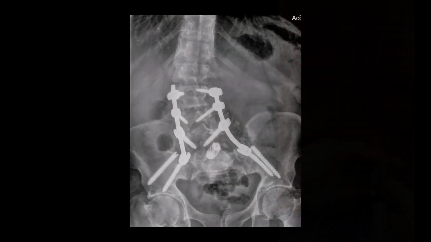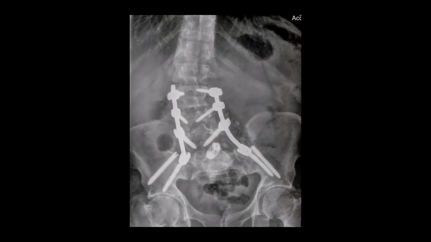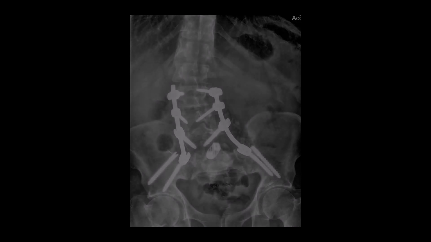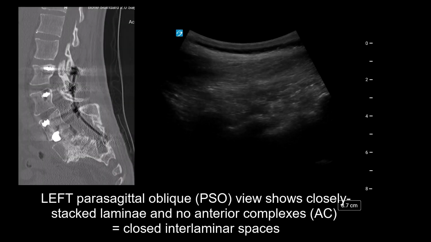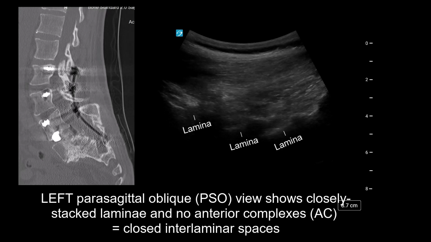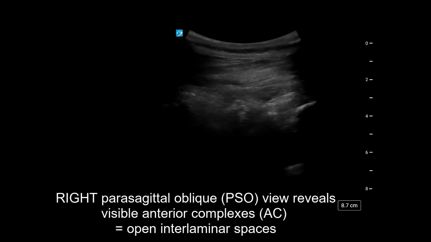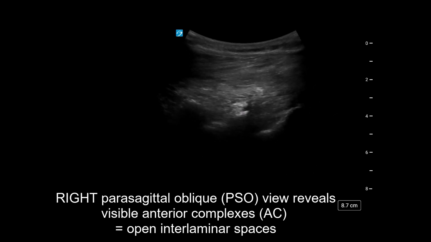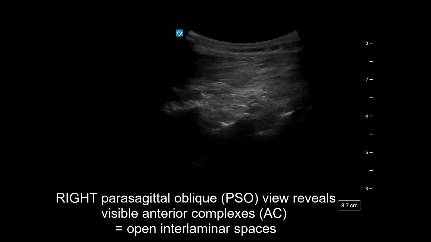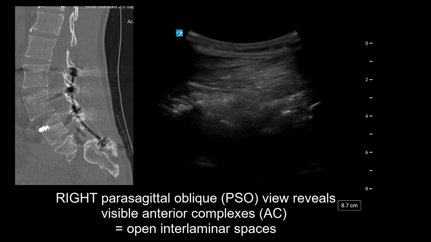I'll illustrate this with a second example, this time in a patient with very challenging anatomy due to previous spinal surgery and progressive scoliotic deformity. A parasagittal oblique scan on the left side showed that the paramedian interlaminar windows were narrowed and closed. On the right side, however, we identified open paramedian interlaminar windows as evidenced by visible anterior complexes, which was consistent with a scoliotic curve convex to the right.